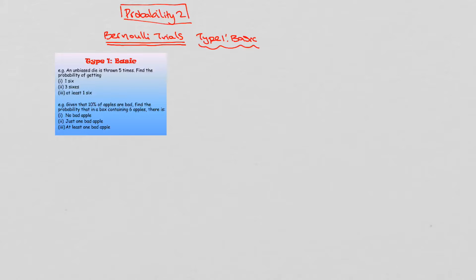Bernoulli trials, type 1, basic. So for our Bernoulli trials, the formula that we need to use is the probability of r successes is equal to n choose r, p to the power of r, q to the power of n minus r. So we're going to be using this for all of our questions.